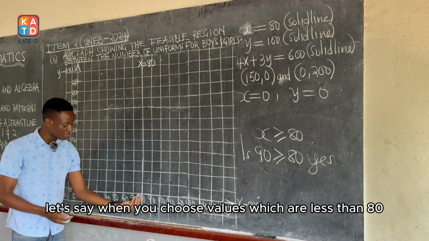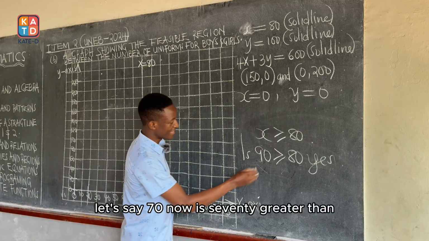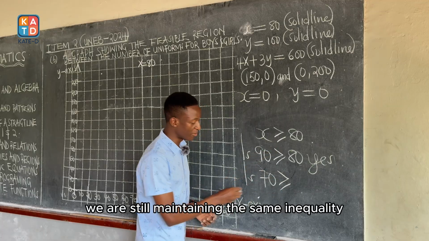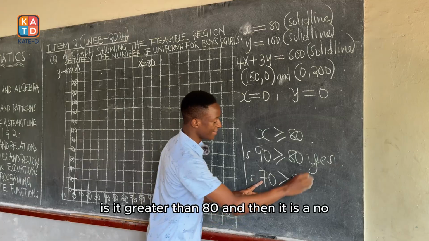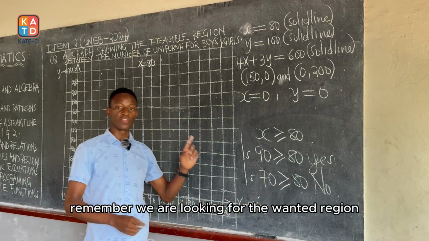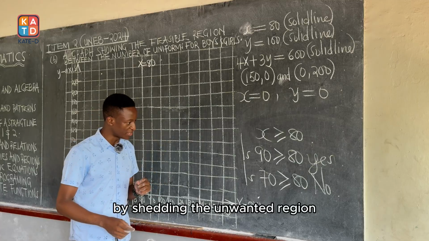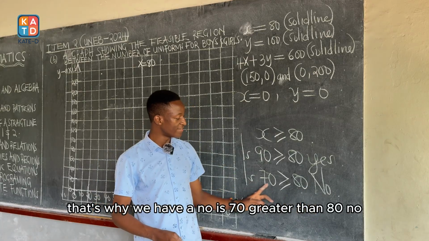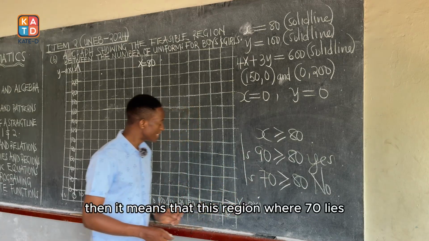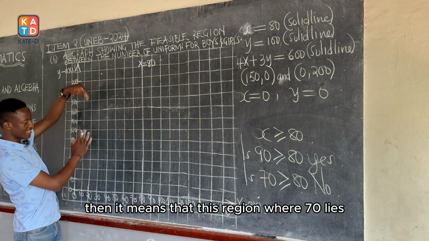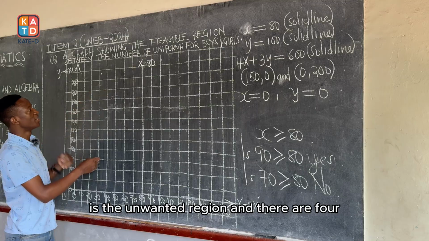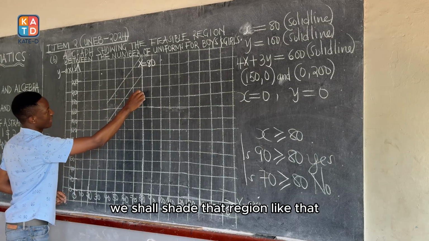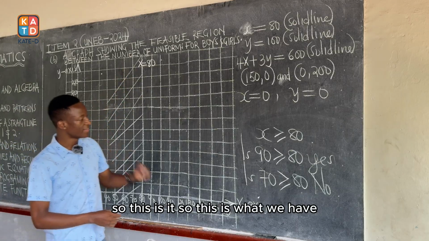Let's say when you choose values which are less than 80, let's say 70 now. Is 70 greater than, we are still maintaining the same inequality, is it greater than 80? And then it is a no. Remember, we are looking for the wanted region by shading the unwanted region. So 70 can't be greater than 80. That's why we have a no. Then it means that the region where 70 lies is the unwanted region, and therefore we shall shade that region like that. So this is what we have.